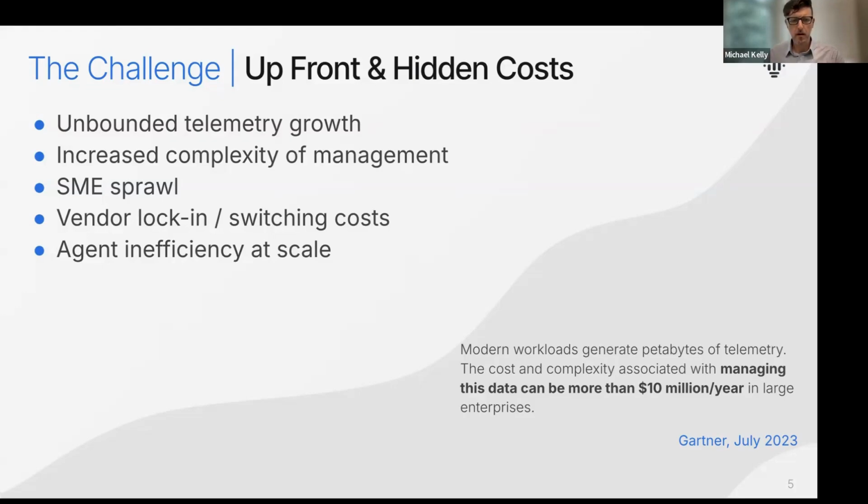The last one here is really agent inefficiency at scale. So this is something that, if we're using agents to collect telemetry, if you're using those on a few instances, efficiency doesn't really become a core focus. But if you're deploying multiple agents, and maybe they're not high performance agents, and you're doing that over tens or hundreds of thousands of instances, then this becomes a very real component that needs to be considered when you're looking at costs.